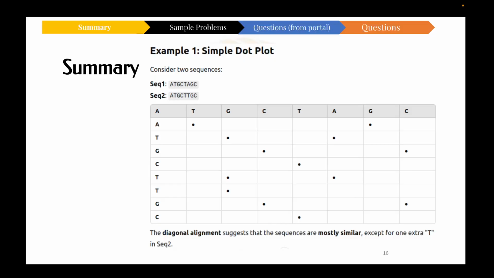Followed by that, we have mutations, just point mutations, where one nucleotide is substituted for another, which will cause a smaller deviation or mismatches in the diagonal line.